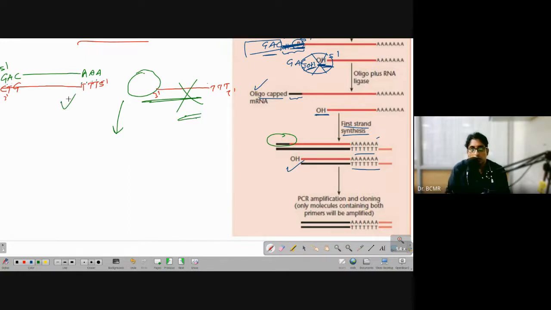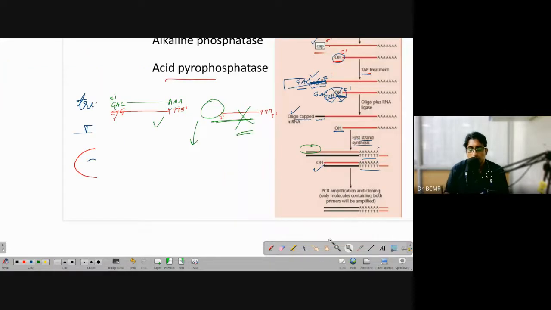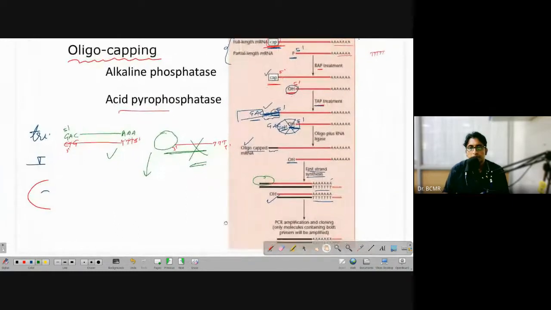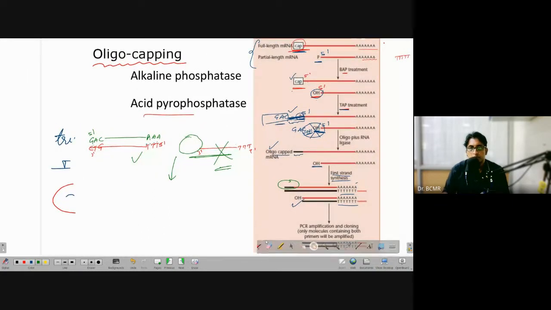Okay. I hope you understood this. If you have any questions, please let me know. I will try to discuss it differently if you have any doubt in this protocol. Anything here? So I'll just quickly summarize.